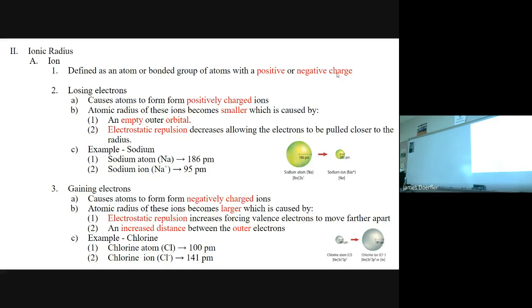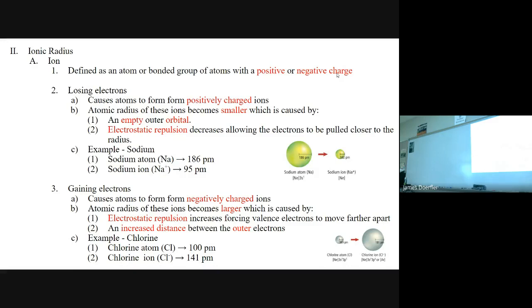Then if we look at a sodium atom and a sodium ion, the sodium atom's atomic radius is 186 picometers. If we look at a sodium ion, where we removed one electron, the only valence electron that sodium has, it now has an atomic radius of 95 picometers. So it was almost reduced by half by only losing one electron.